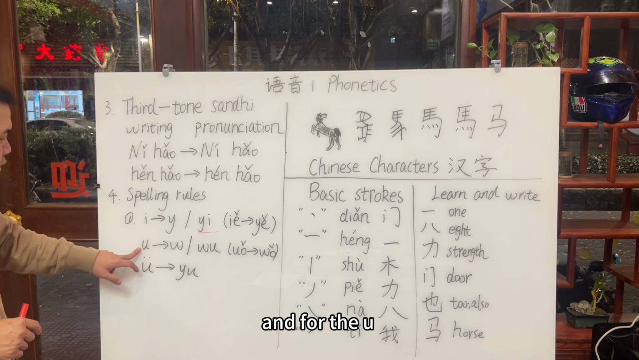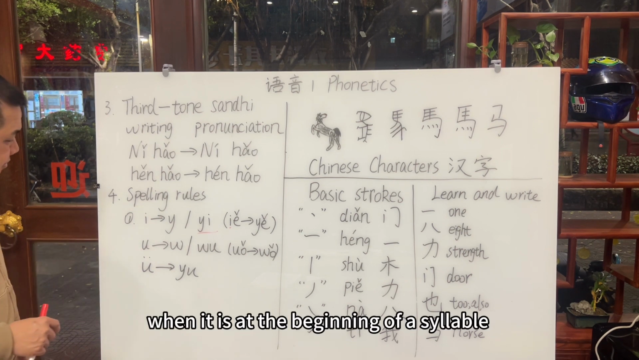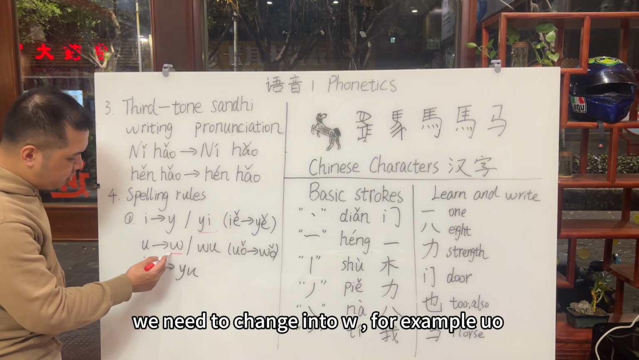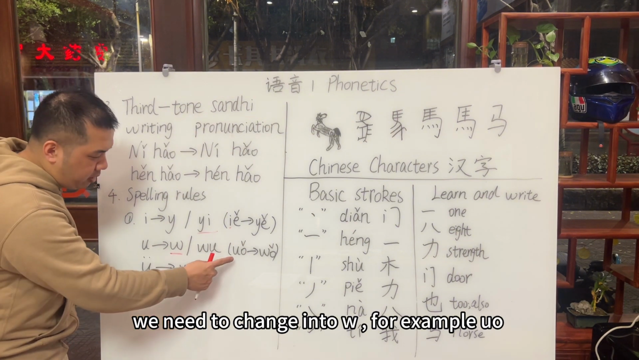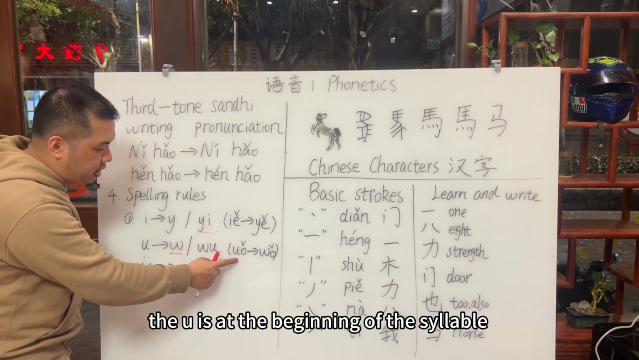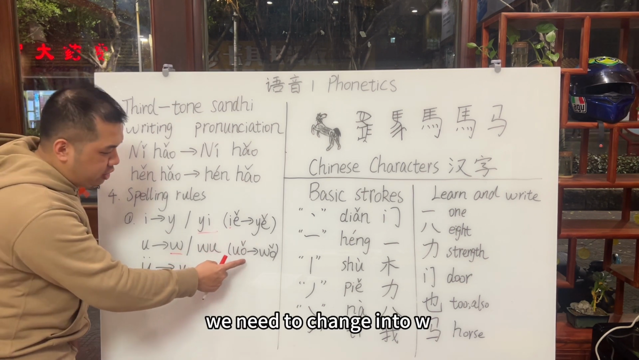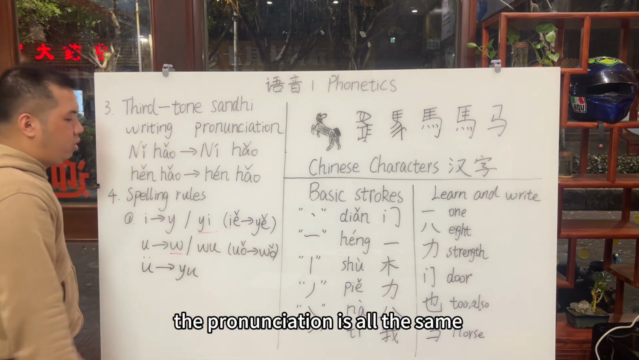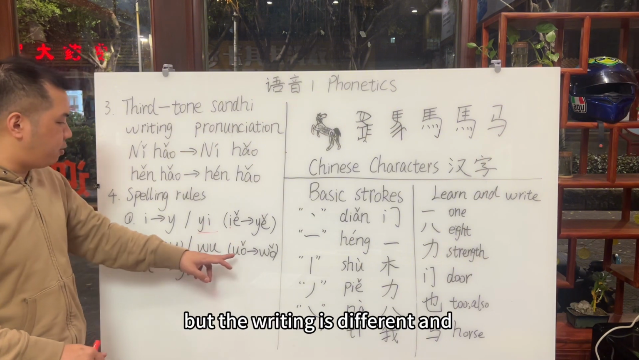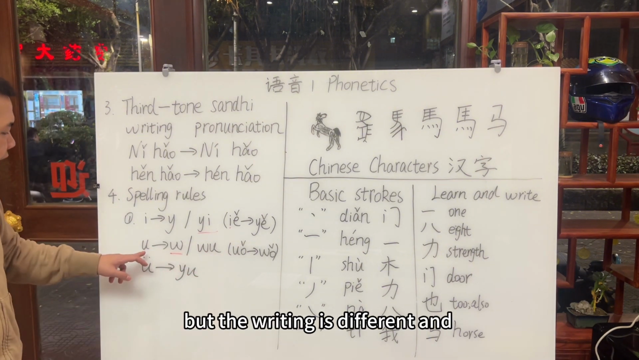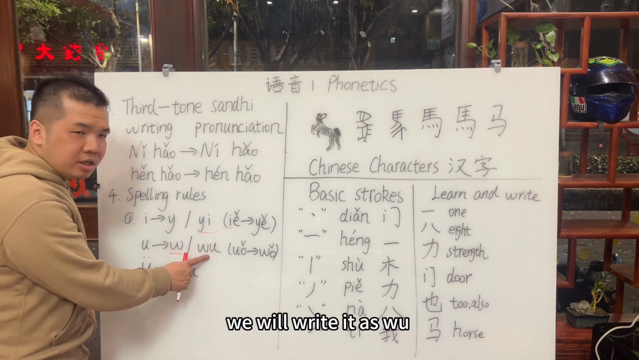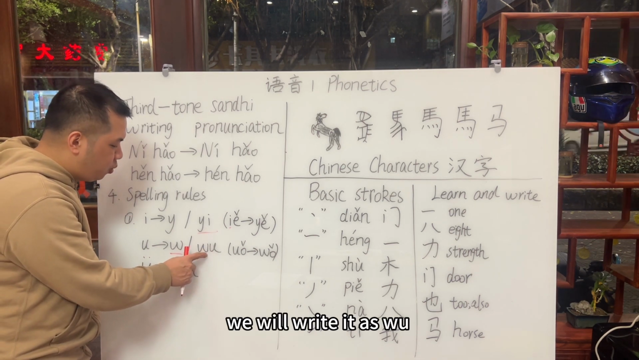And for the wu, when it is at the beginning of a syllable, we need to change it into wu. For example, wu o wo. The wu is at the beginning of the syllable. We need to change it into wu o wo. The pronunciation is all the same, but the writing is different. And when it forms a syllable all by itself, we will write it as wu.